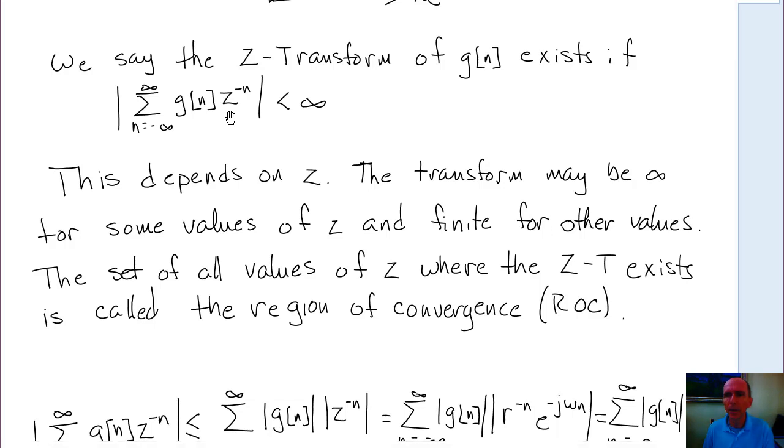What we're interested in is the values of z where it doesn't go to infinity, and we have a definition for this. We say that the set of all values of z where the Z-transform exists, or in other words, where it doesn't go to infinity, we call the region of convergence.